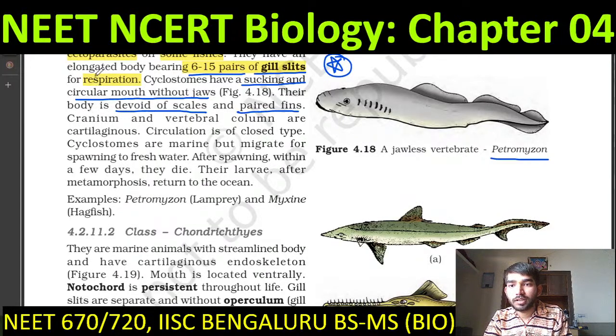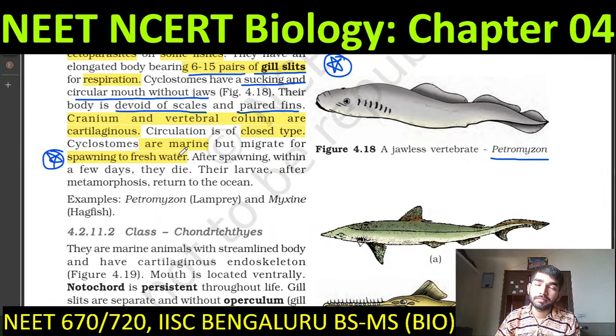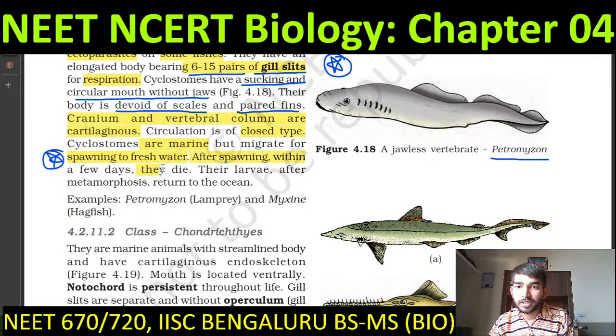The cranium and vertebral column are cartilaginous, meaning they are made of cartilage. Circulation is of closed type, so they have a heart which pumps blood through arteries and veins. Cyclostomes are marine but migrate to fresh water for spawning. So this is again important. For spawning, for giving rise to the new organism, they go to fresh water. After spawning, within a few days they die.